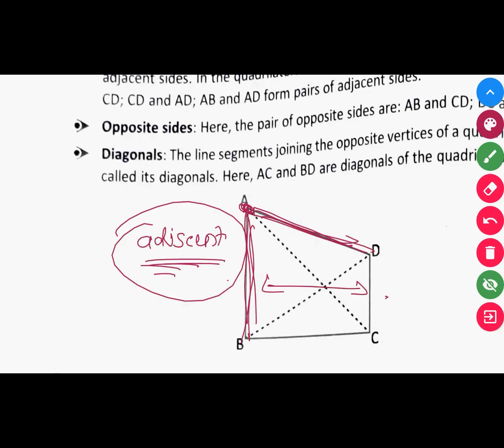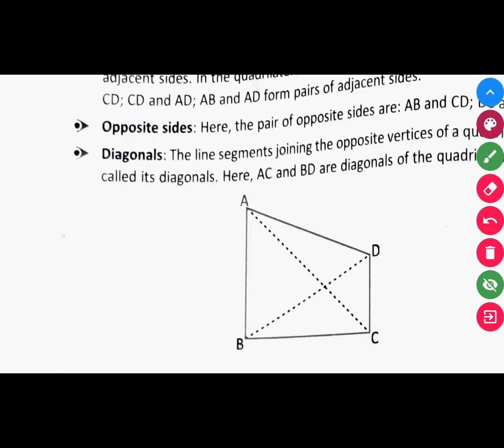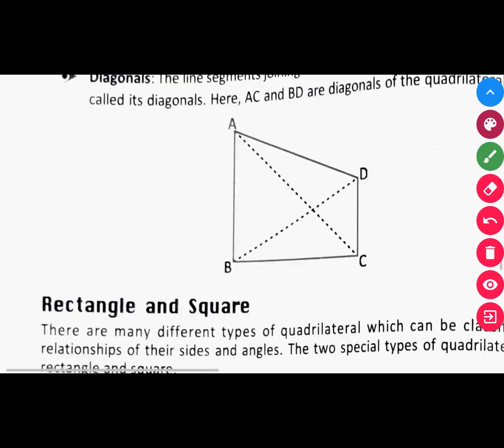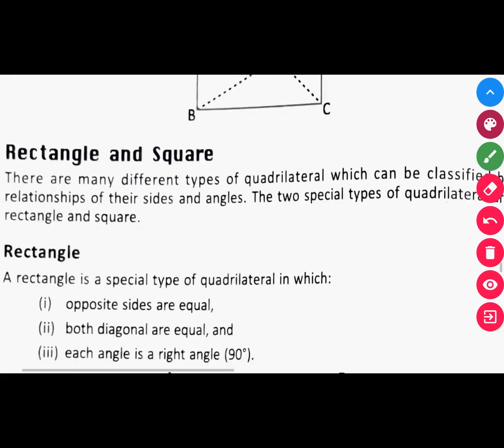And what is meant by diagonal? Opposite vertices join together to form one line segment, and that line segment is known as diagonal. So every quadrilateral has 2 diagonals. Square also has 2 diagonals. Rhombus also has 2 diagonals. Kite also has 2 diagonals. Every quadrilateral has 2 diagonals.